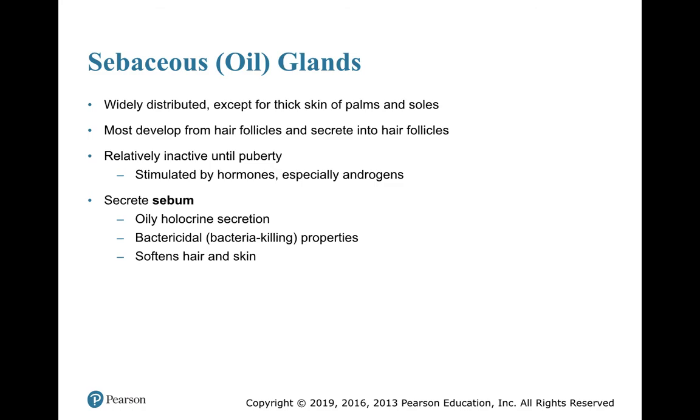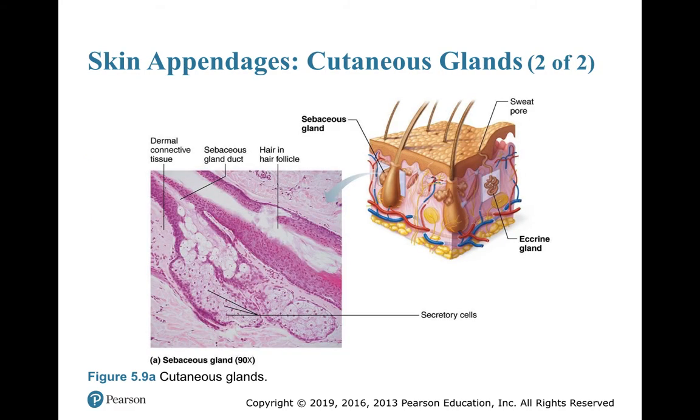The sebaceous glands are widely distributed. These are the oil glands, except on the thick skin of palms and soles. Most develop from hair follicles and secrete into hair follicles. These, again, are relatively inactive until puberty. They are stimulated by hormones, especially the male sex hormones, the androgens, and their secretion is called sebum, which is an oily holocrine secretion that contains bacterial killing or bactericidal properties and helps to soften hair and skin.